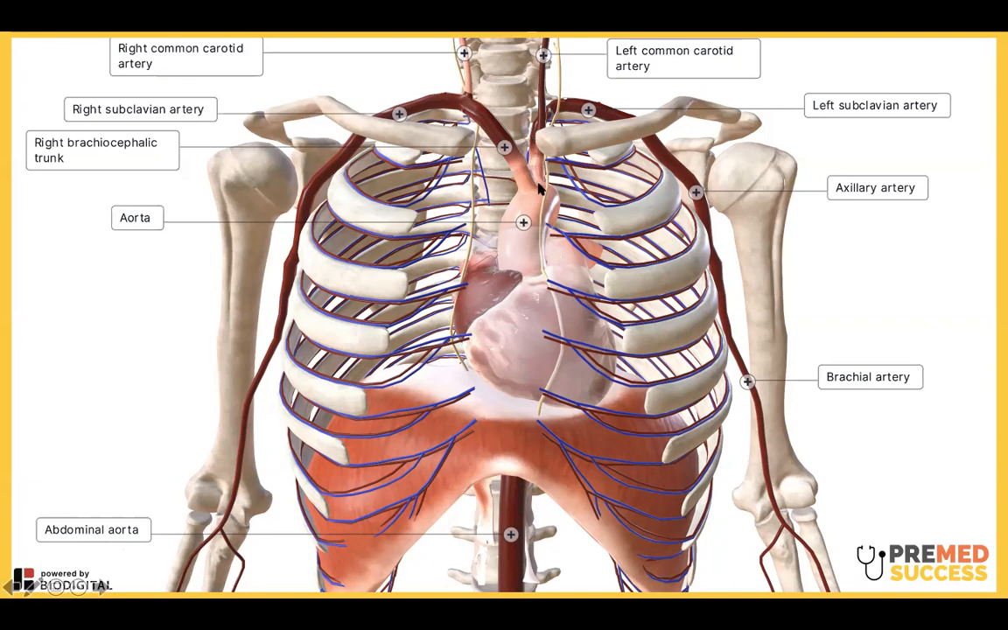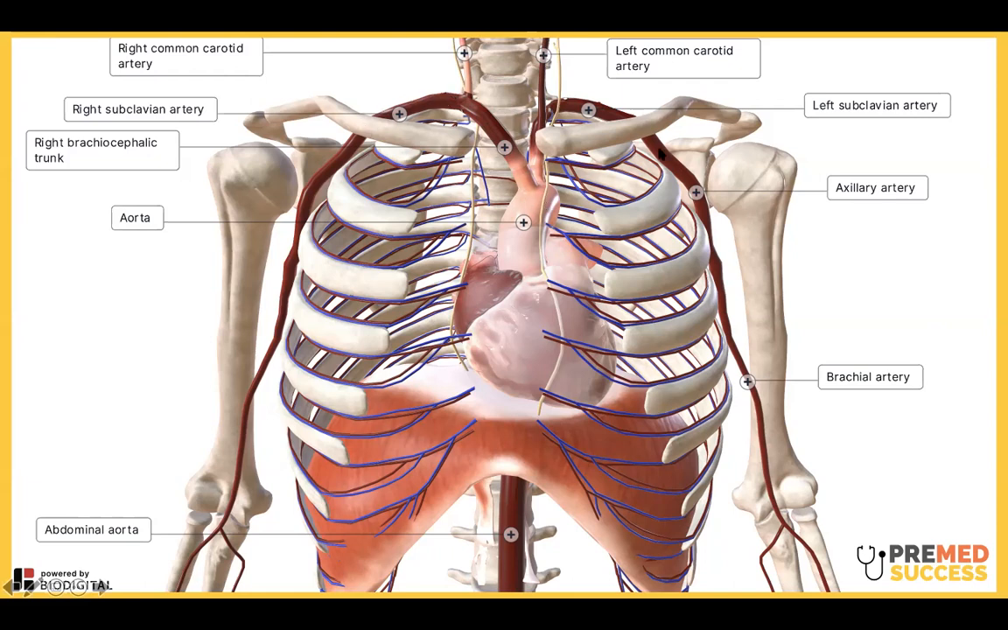It's a little bit difficult from this view; it's easier to see them from the side. But on the right side, so over here, we have the Brachiocephalic Trunk. This is the Brachiocephalic Trunk artery, and this bifurcates. Bifurcates means splits. So this splits into the right common carotid and the right subclavian artery.